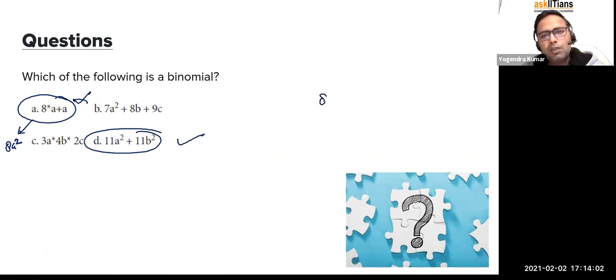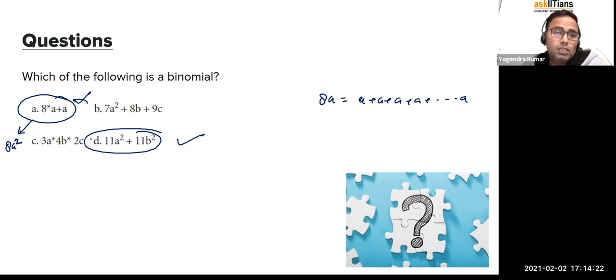Suppose we have 8a only. So a plus a plus a plus a. If I write it 8 times, does it become 8 terms here? No, it is just one term. So it is a monomial here. This is monomial, but binomial is what? This only, right? This answer is not correct.